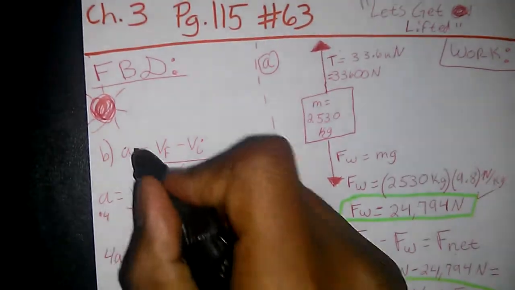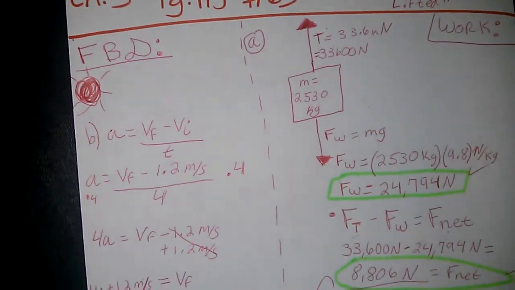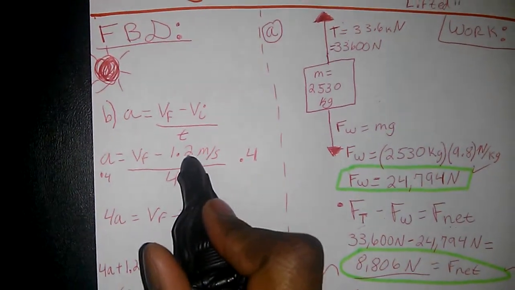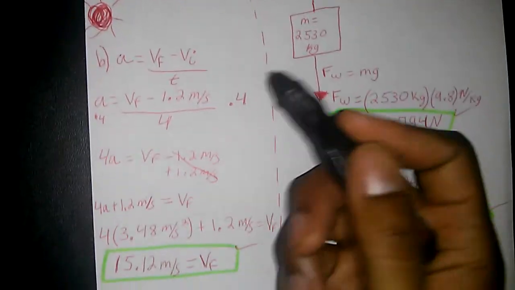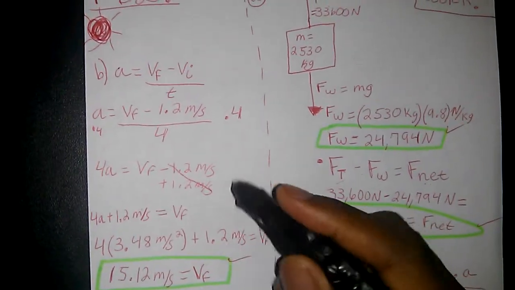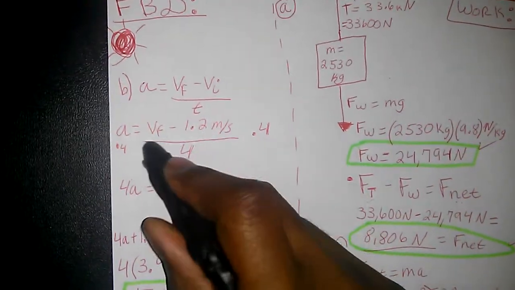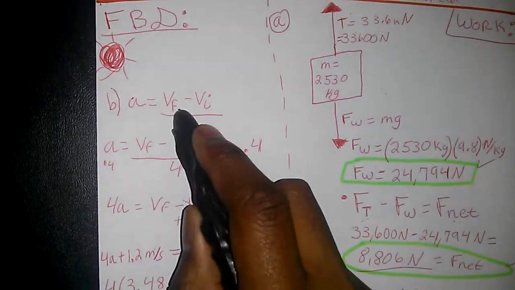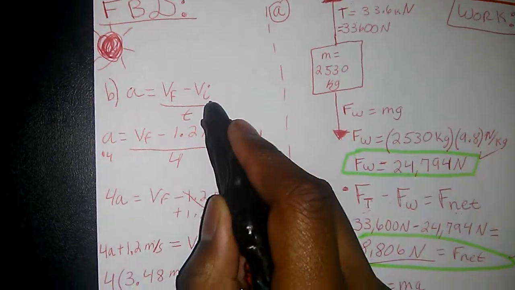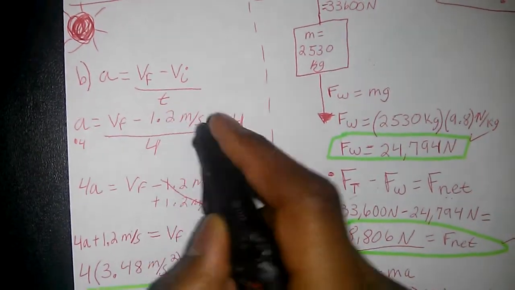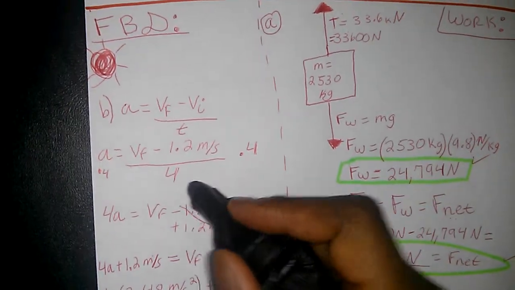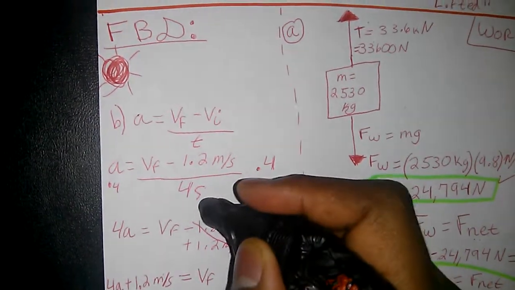Good job. All right, now we're going to come over here to the B. Now, if the acceleration was this, now we must figure out the final velocity. So we're going to do acceleration equals velocity final minus velocity initial over time. Okay, so over 4 seconds, where would the elevator be? That's what this is. This is 4 seconds right there.